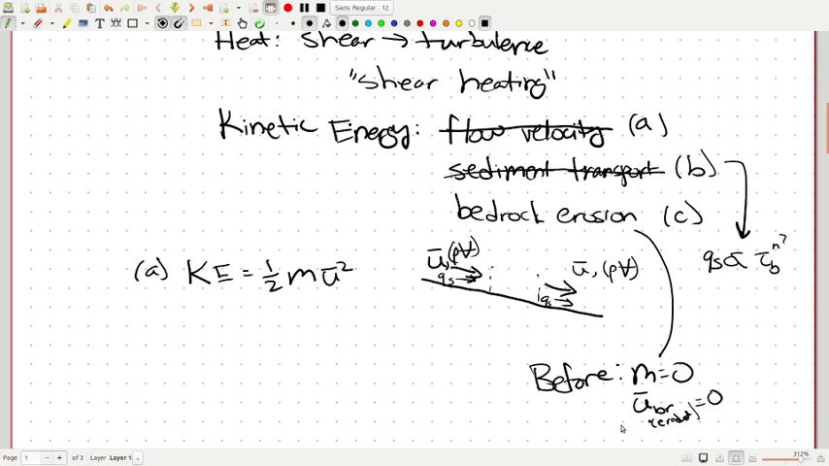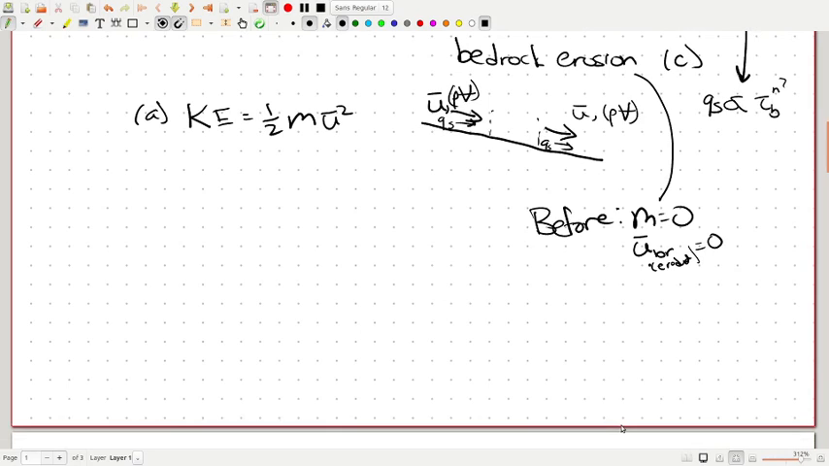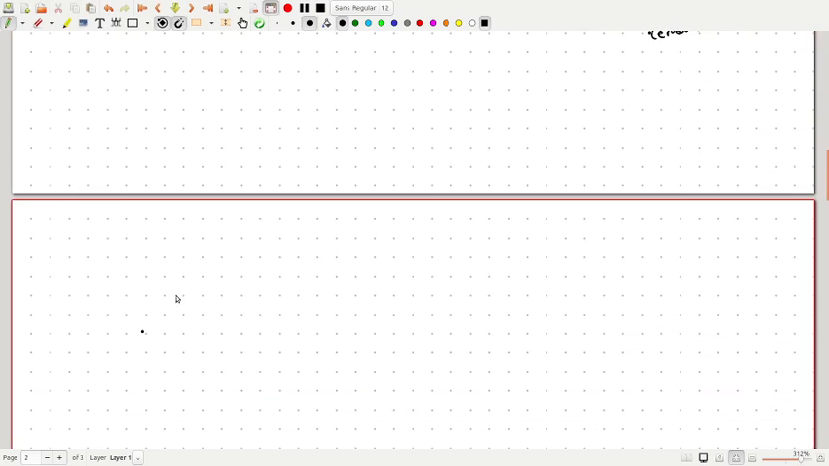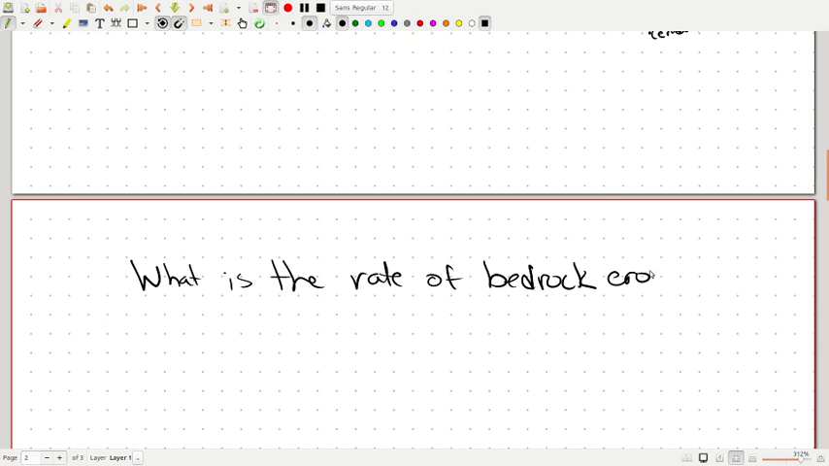And so in order to think about this then, what we want to know as geomorphologists is what is the rate of erosion? And in order to think through that, we want to answer the next question, which is, what is the rate of potential energy to kinetic energy conversion?